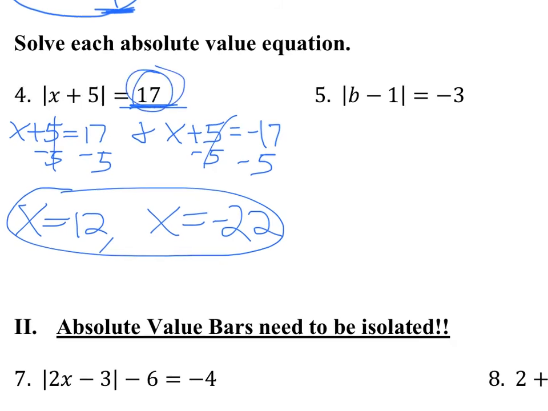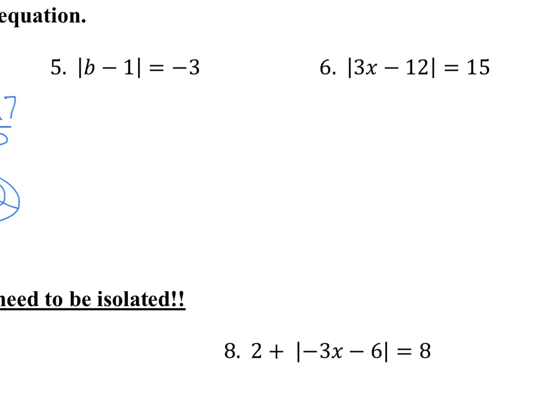Okay, the last one I'll do is a real quick one. Number 5, there really should be no thinking. We have this absolute value bar by itself, and it's set equal to a negative. So I'm not even going to set up the equations. When I take the absolute value of this, it can never equal a negative. So therefore my answer is no solution. It's one of those special cases there.